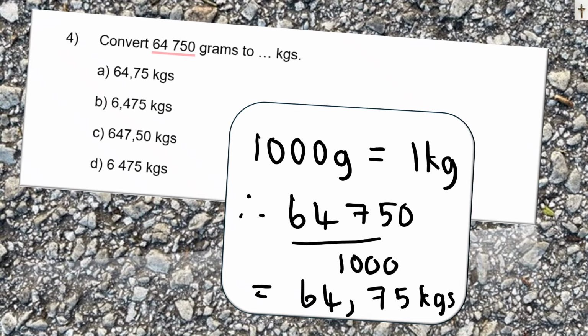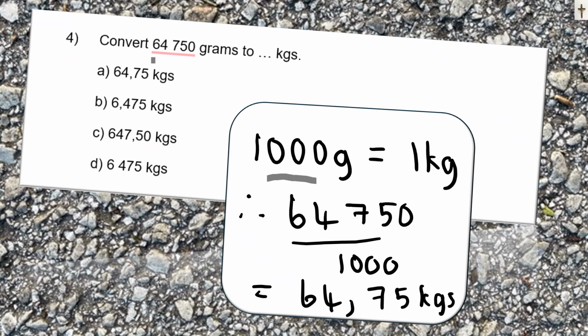Number 4. Now we've got conversions. You need to know how many grams in a kilogram, how many milliliters in a liter. The examiner sticks to the more common conversions, but you need to know how many grams in a kilogram, how many milliliters in a liter, how many centimeters in a meter, how many meters in a kilometer. In order to do this, you need to know those conversions.